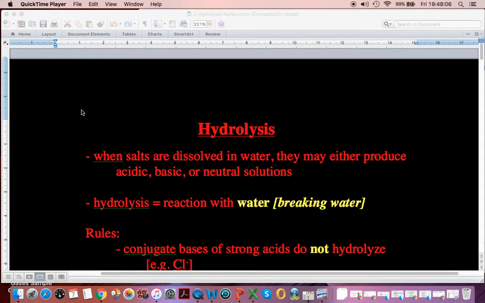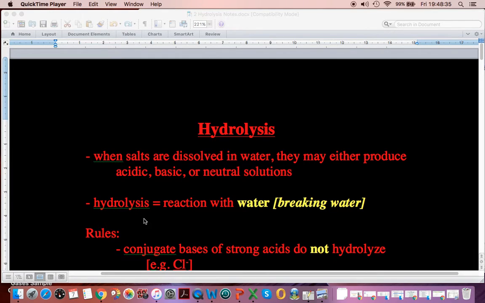Good day. We're now on to the section called hydrolysis. It's a very important section on its own, and it's also important when we do things called titrations, acid-base titrations, later on. We know if we have an acid, it's going to hydrolyze an acid. If we have a base, it's going to hydrolyze the base. But if we have a salt, these things can actually hydrolyze as well, and they may hydrolyze to make things acidic, basic, or actually neutral.